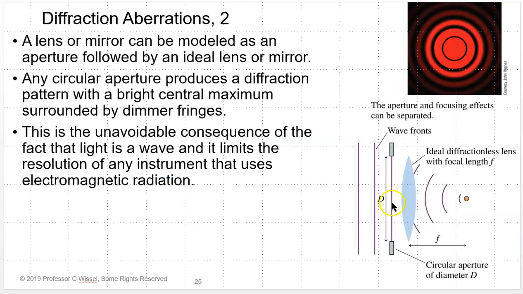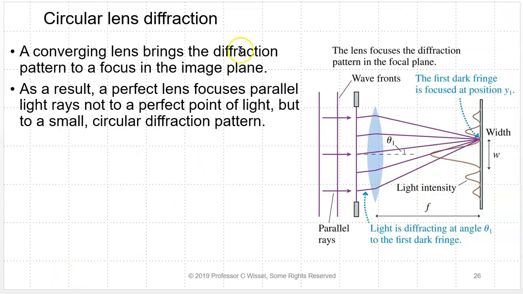A lens or a mirror can be modeled as a circular aperture followed by an ideal lens or mirror. Any circular aperture, just a small hole, produces a diffraction pattern with a bright central maximum surrounded by dimmer fringes. It's what I call a target pattern, for obvious reasons. This is the unavoidable consequence of the fact that light is a wave and diffracts around edges, and it limits the ultimate resolution of any instrument that uses electromagnetic radiation. And frankly, just about everything we use uses electromagnetic radiation. It's the ultimate limit.